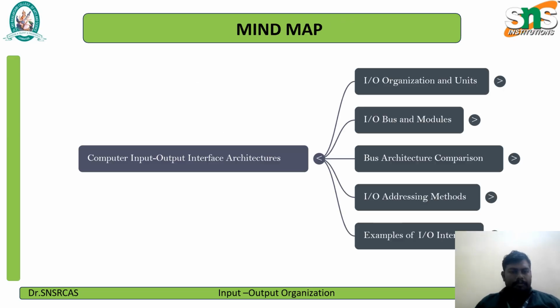This is the mind map of computer input-output interface architecture, the input-output organization and units. There are five topics and subtopics included in this topic. It selects the input-output device which is appropriate for the interpretation of the input-output signal. It is capable of providing signals like control and timing signals. Data buffering is possible through the data bus.